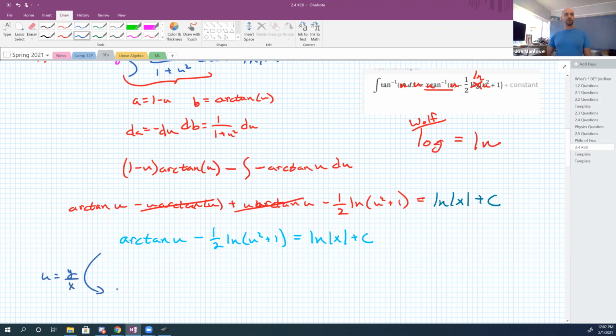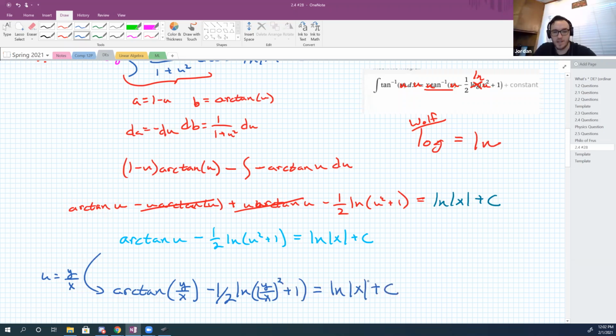So u was y over x. So I should end up with the arctangent of y over x minus 1/2 the natural log of (y over x) squared plus 1 equal to the natural log of the absolute value of x plus a constant.